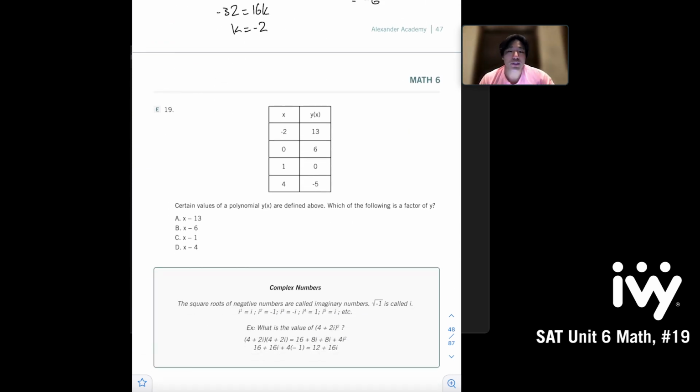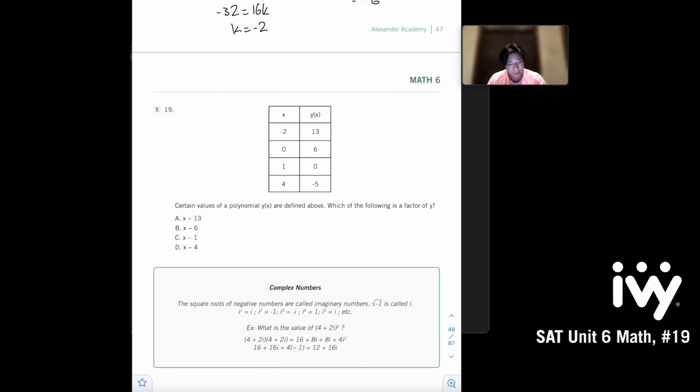Question 19. Certain values of a polynomial y of x are defined above. Which of the following is a factor of y? So looking at this function here, we see that we are given a couple of different values, and we are looking for which of the following is a factor of y, which means it is also going to be a 0 of y. So we see that whatever these values is, we need y to be equal to that when x equals 13, 6, 1, or 4.